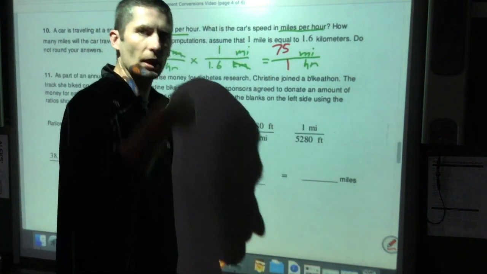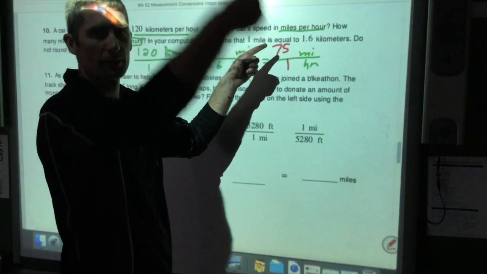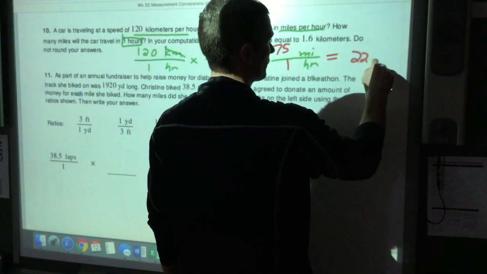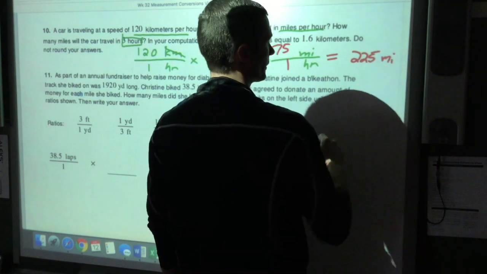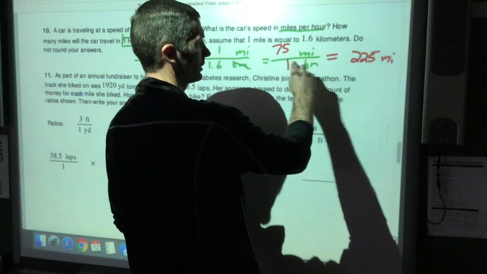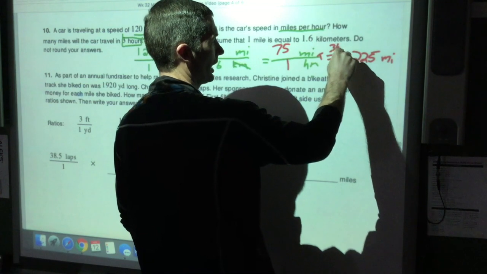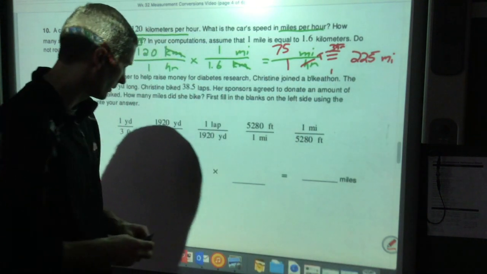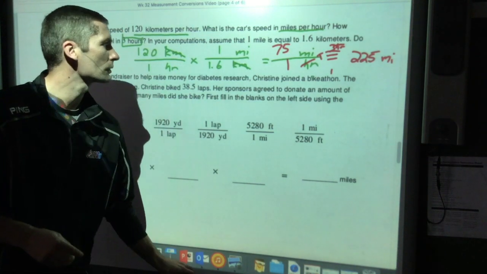Okay, they're going for 3 hours. So 75 in one, 75 in the next, 75 in the next. That's going to give you 225 miles, not miles per hour, because you're going 3 hours. So we could do this times 3 hours over 1, cross out my hours, 225 miles. Drive into Kentucky in 3 hours.